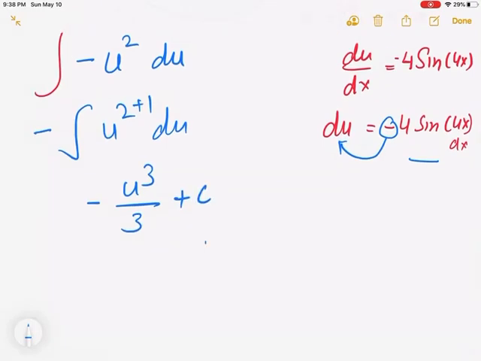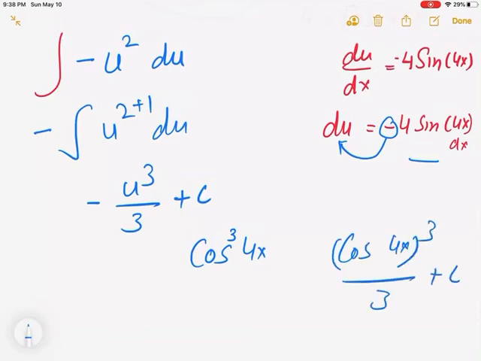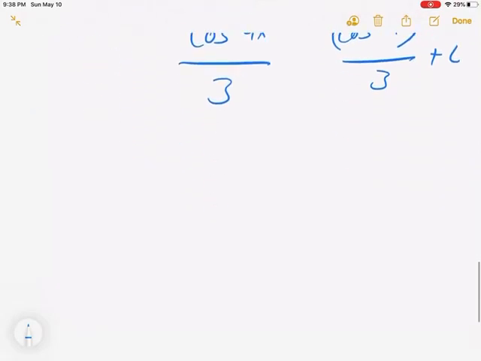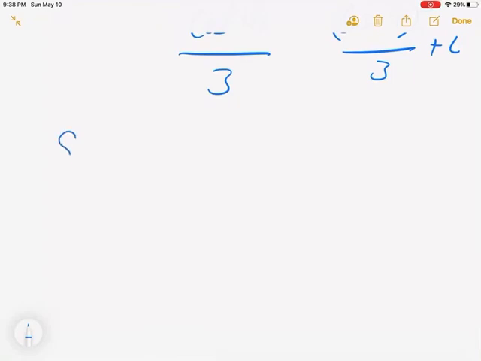So what's u equal to? Cosine 4x, and to the third power, you can write it like this, or you can even say cosine 4x to the third over 3 plus c. Here you go, that's part B actually. One more. So let's say I have this, part C.